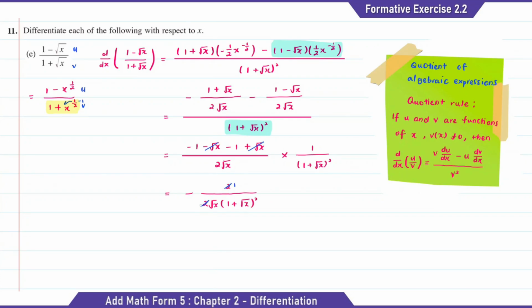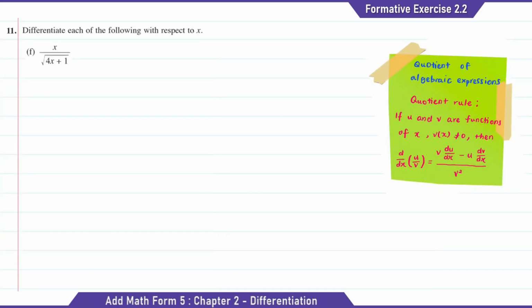So here we can simplify it for the 2. Then the answer will be negative 1 over square root x times 1 plus square root x squared. Question F. For the square root part here, I can write this as x over 4x plus 1 to the power of 1 over 2.